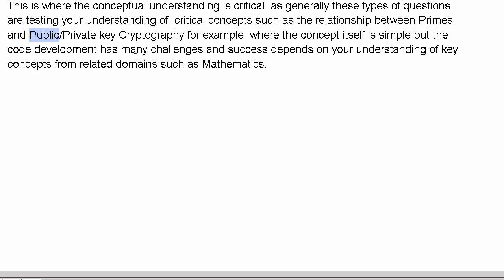It's a challenge to write the code because of the magnitude of the numbers involved. Success in that challenge depends on your understanding of key concepts from related domains such as mathematics. In the section on divisibility and primes, we will look at some of the algorithms that you use when you work developing these prime factors of these large numbers that underpin this branch of cryptography.